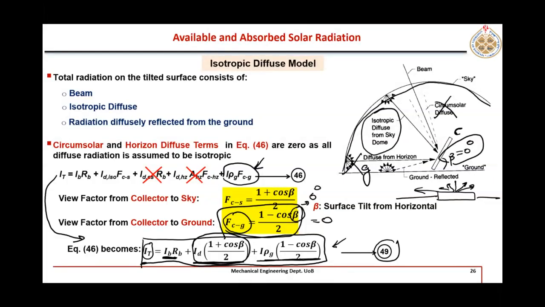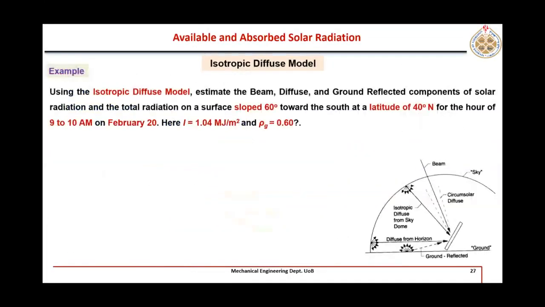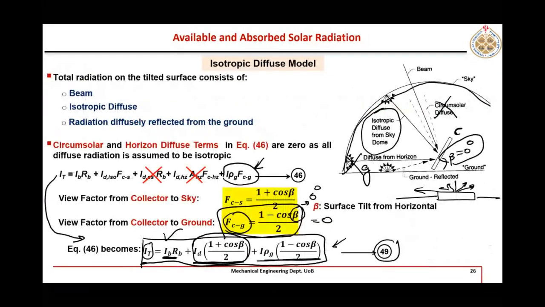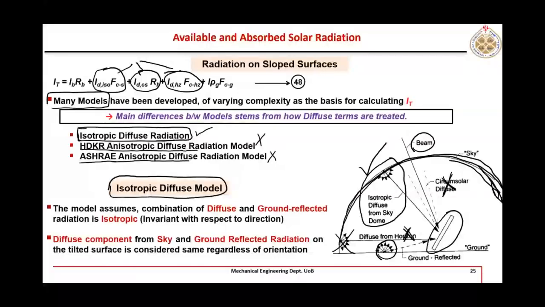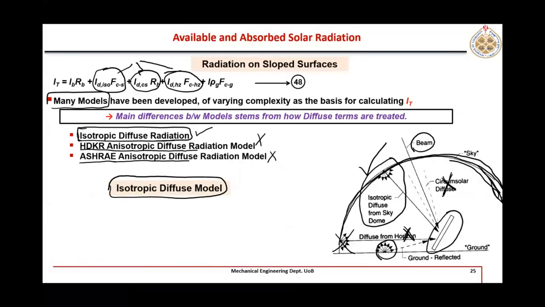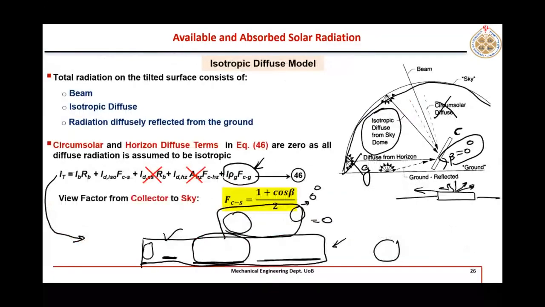Okay. So now we shall solve a numerical to calculate the solar radiation falling on its surface, using that isotropic diffuse model. This model, which we have used here to simplify our equation, is this one, the isotropic diffuse model, which simplified this equation to this form, equation 49.